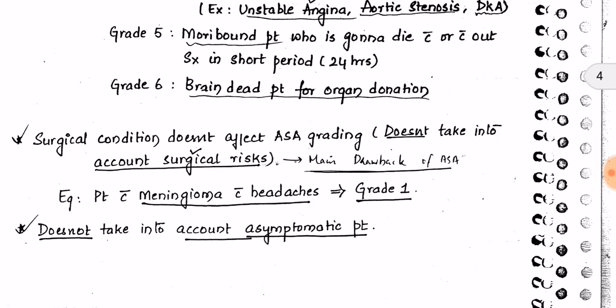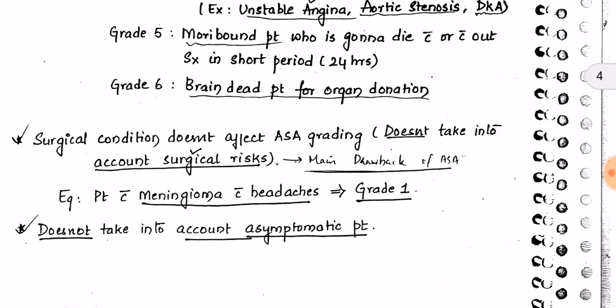For example, if the patient comes to you with meningioma, with headaches, you'll categorize that patient as grade 1 according to ASA grading, because apparently he's normal, he's a healthy patient, right? Still grade him as grade 1. But we have some complications while doing any surgery over there.